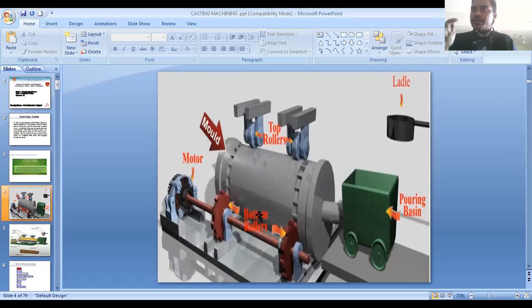The mold keeps rotating until the molten metal becomes solid. So in this figure, as you see with the help of this pen, you can understand this is a horizontal axis, and the mold rotates on this axis.